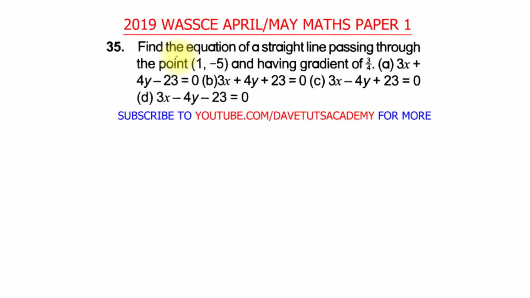In this question, we are to find the equation of a straight line passing through the point (1, -5) and having gradient of 3 over 4. And I would like to show a pictorial view of what this is going to look like.